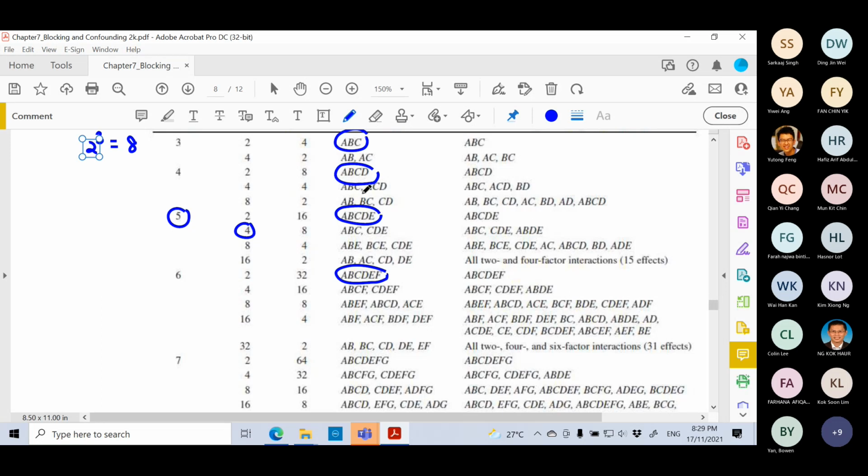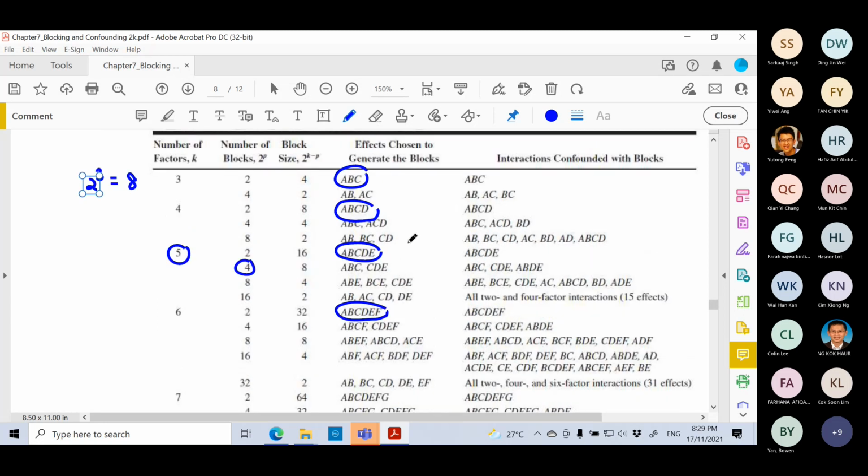But sometimes, for example, in this one, the 4 factors with the 8 blocks, you still need to choose a 2 factor interaction. So you will lose all the information of the 2 factor interactions: AB, BC, CD, AC, BD, AD. You have lost this type of information. Okay, so these interactions will be confounded. So this one you will lose the information, where the 2 factor interaction is also very important.